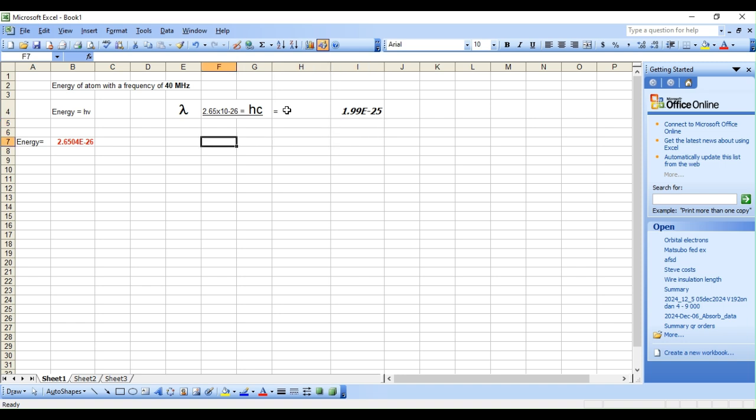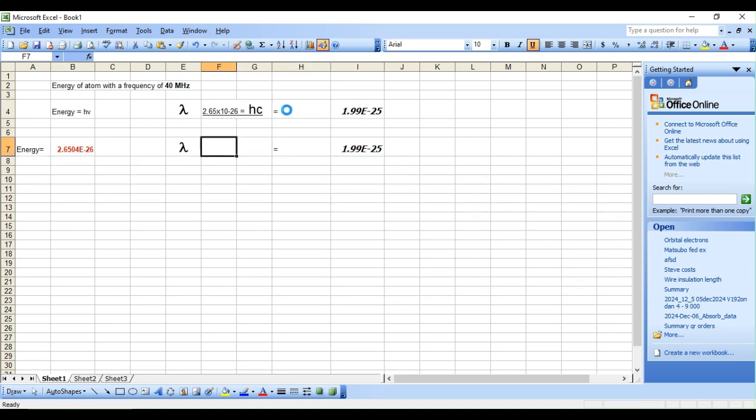So it's really, let me write it out neater now. I've got lambda times that number equals 1.99 times e to the minus 25. So divide both sides by this number to get lambda alone. Lambda's not alone yet. On the left, 2.65 e to the minus 26. And on the right, divide it as well.